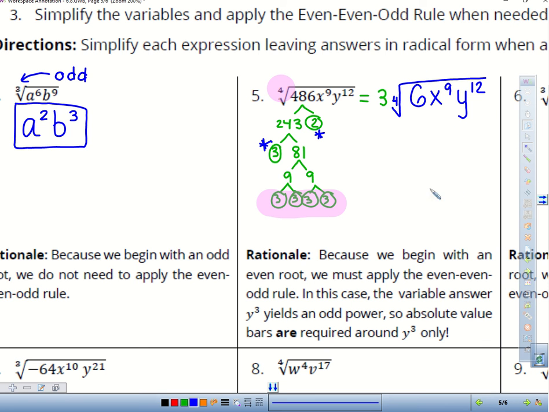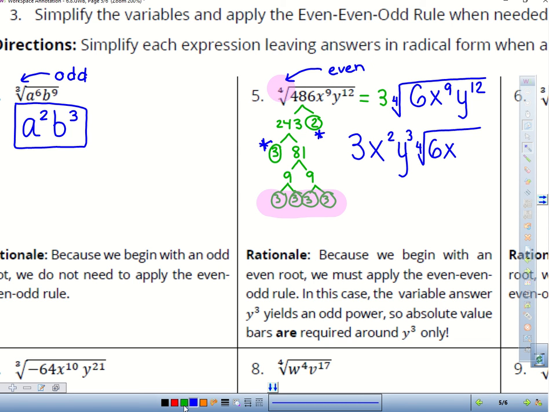I'm now going to work with the variables. How many times does 4 go into 9? Twice, with a remainder of 1. Good. Twice with a remainder of 1. So I have to leave an x behind. And how many times does 4 go into 12? 3 times. Any remainder? No. And now we're almost done, but we took an even root, so we have to.